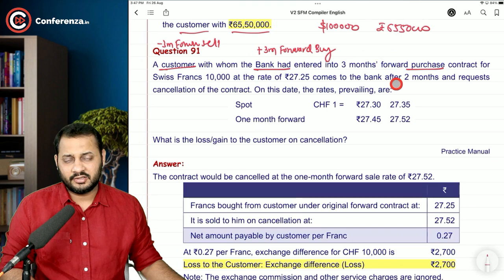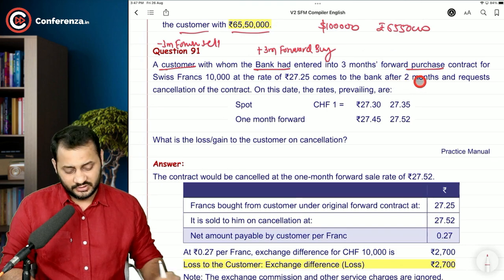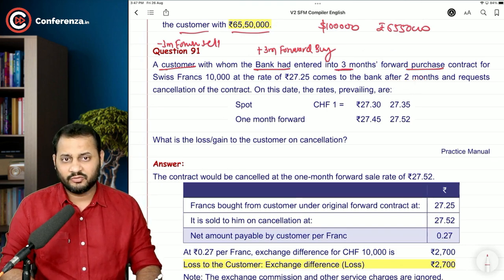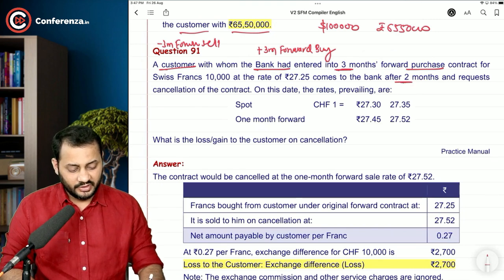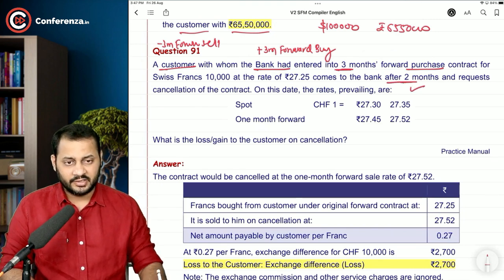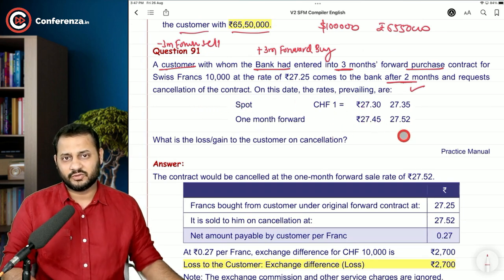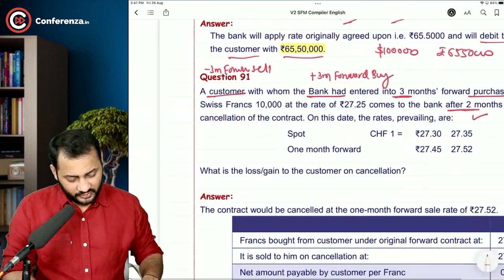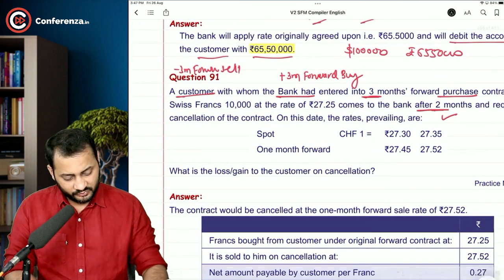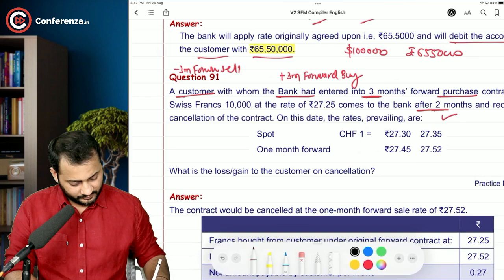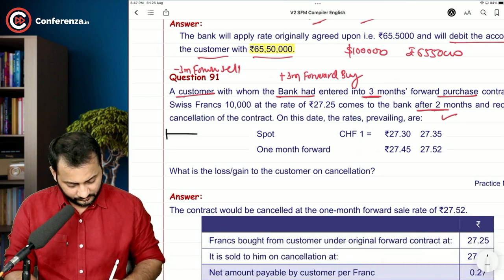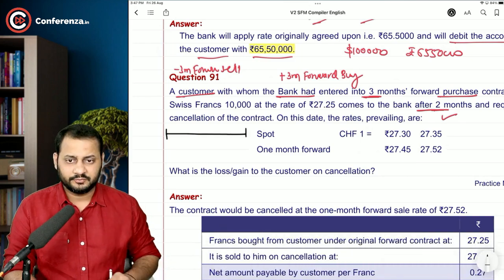The customer comes to the bank after 2 months. See, the original time was 3 months, but only after 2 months he comes to the bank and requests cancellation of the contract. On this date, the rates prevailing are as follows. Now understand. You will be better able to understand it from the timeline.